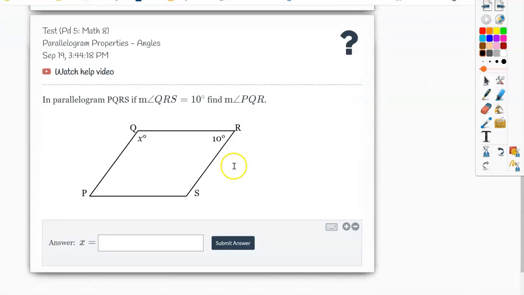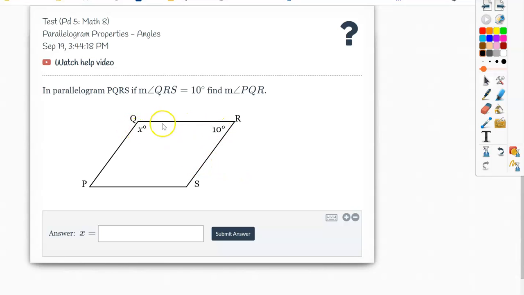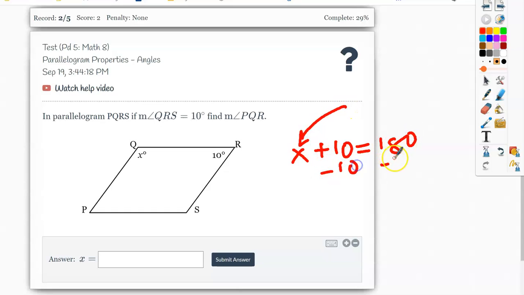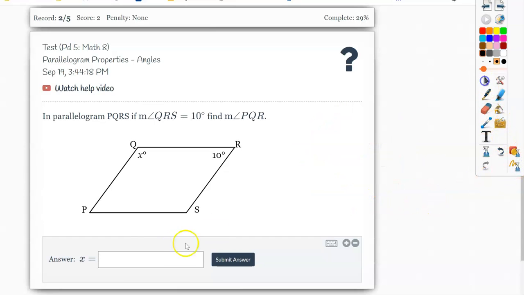All right, one more. These two are not opposite. They're on the same line and they're inside. Same side, inside angles are supplementary. So x plus 10 equals 180. So that means I'm finding this missing number, which is going to be 170. 170 degrees. That's the answer.